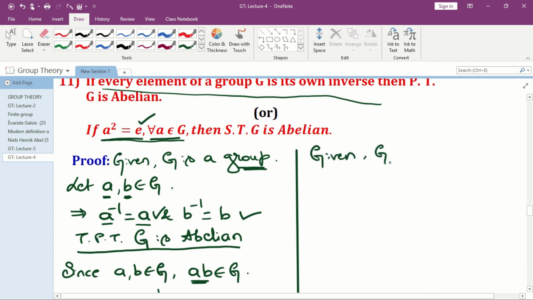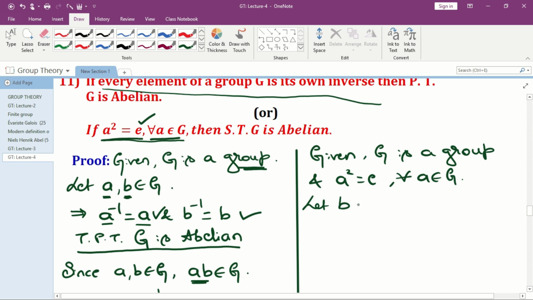So it is understood G is a group and A square is equal to E for all A belongs to G. Suppose if you take B belongs to G, so suppose B is an element of G, then B square is equal to E because of this statement. If I take C, then C square is equal to E.